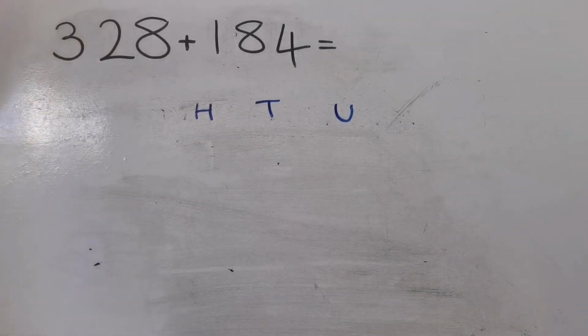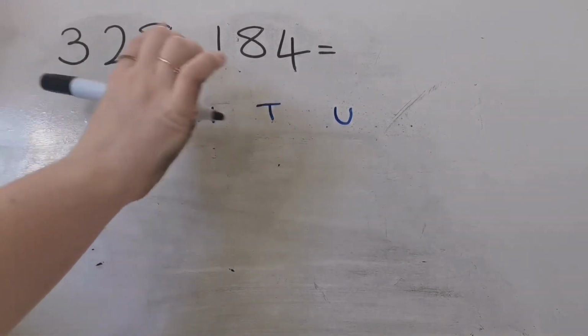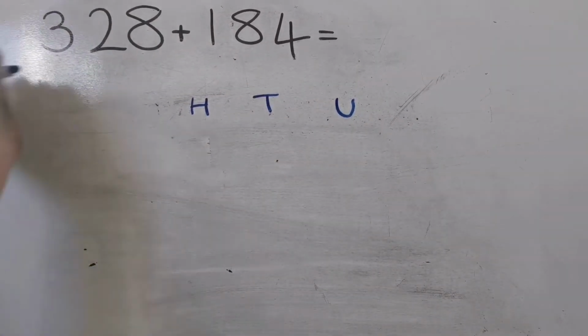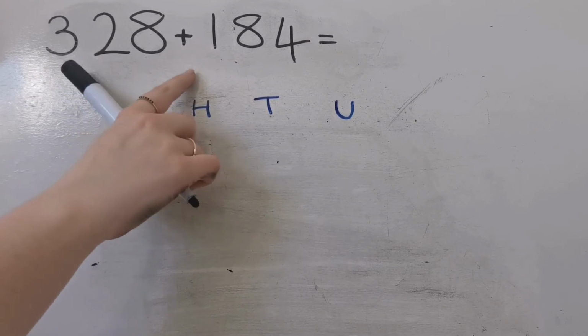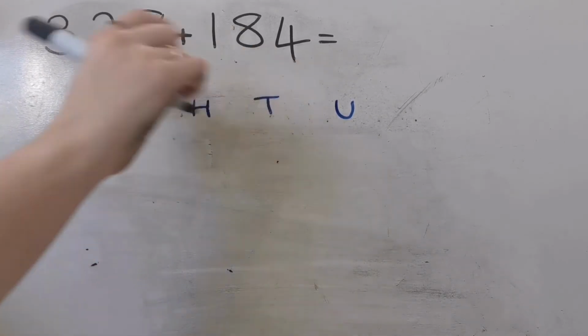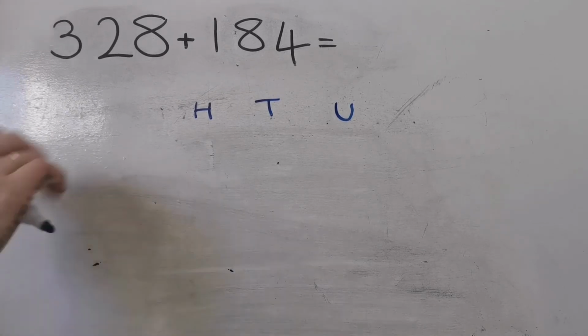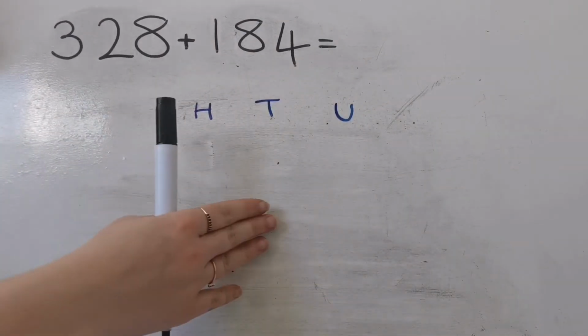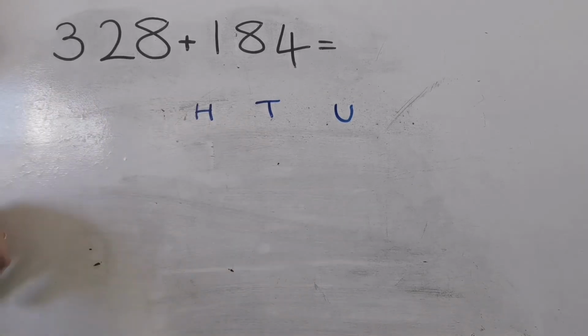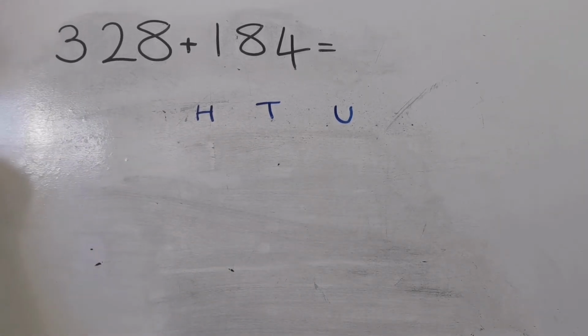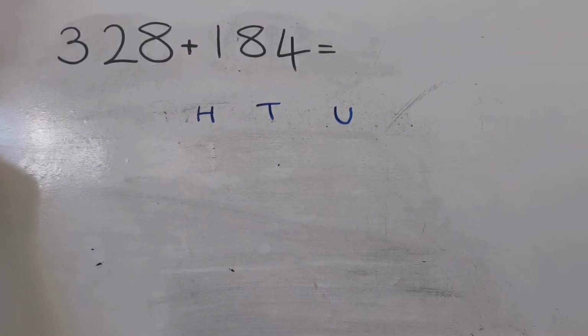This time we're moving on and we're using a 3-digit number plus a 3-digit number. So we have 328 plus 184. Now for this problem, we're going to need to regroup not just in the units, but we're going to also regroup our tens. So I'm going to show you how we do that. It's exactly the same method as when we regroup with our units.